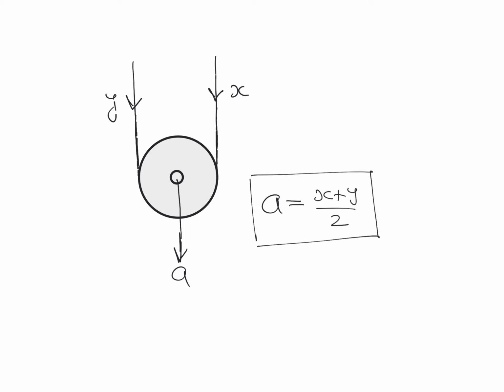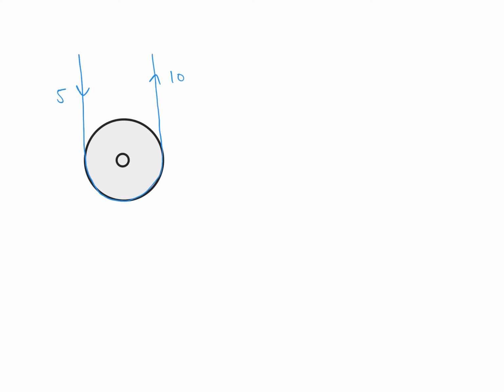Now we can use the same equation for displacement, velocity as well as for acceleration. We'll take a few examples to understand this. Just consider a situation where the string on the left side of this pulley is moving upward with an acceleration of 10, and on the other side it is moving downward with an acceleration of 5.